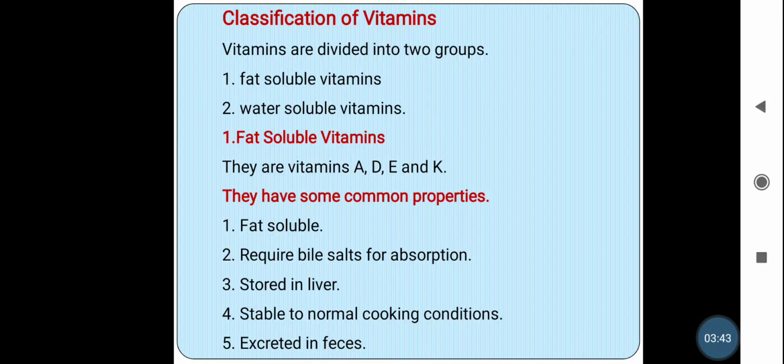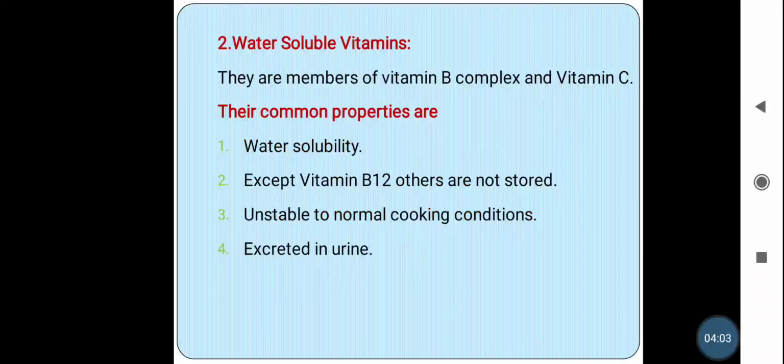Generally, these fat soluble vitamins are stored in the liver. These fat soluble vitamins are again stable at the normal cooking conditions or at the normal cooking temperature. And generally, these vitamins are excreted in the feces. So all these are the properties of the fat soluble vitamins.